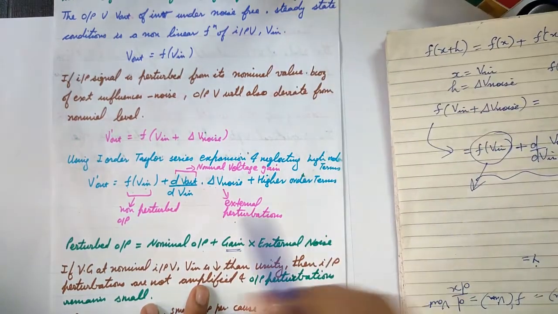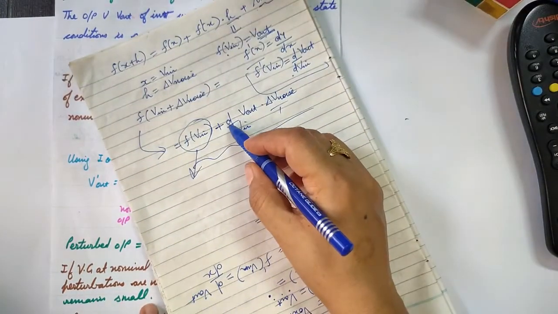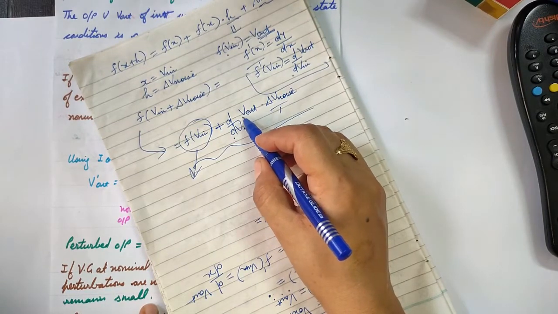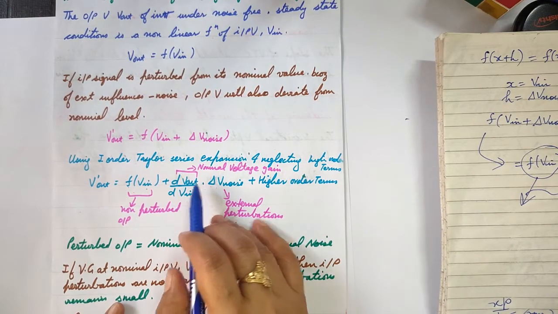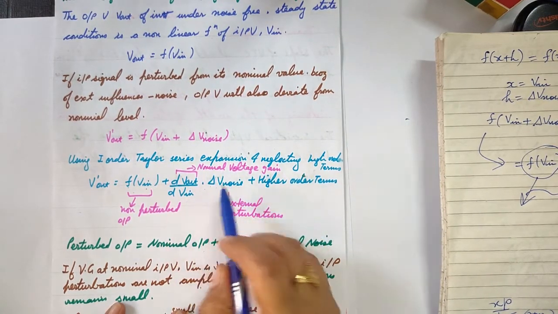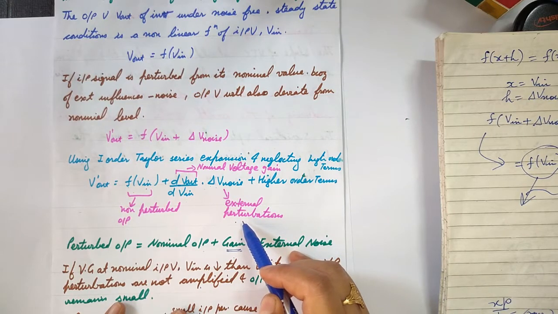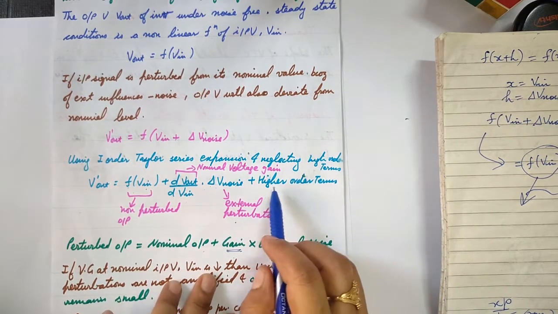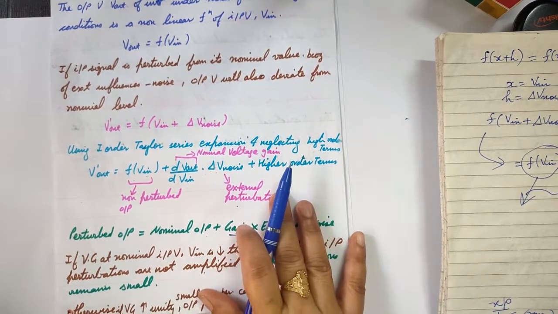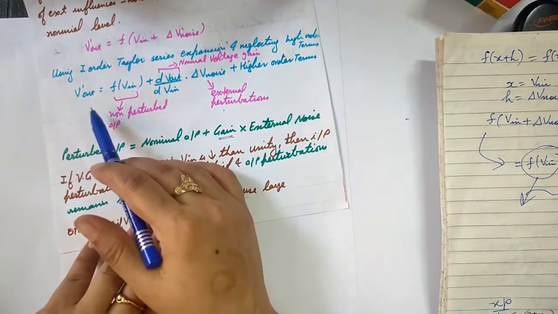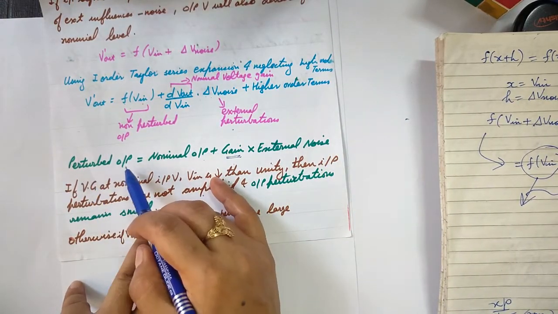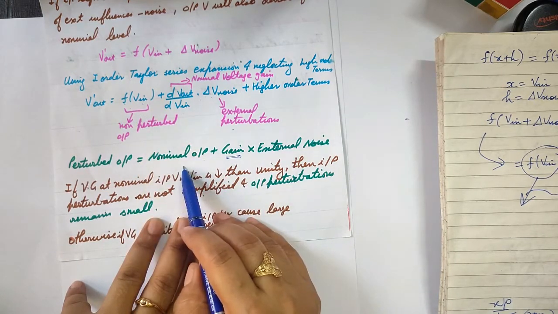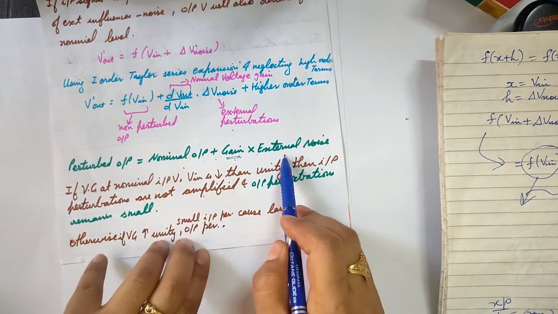Perturbed means corrupted. And what we got, this d upon dVin of V out, is output upon input, and it gives the gain, the nominal gain. So the second term is this nominal voltage gain into delta V noise. This is the external disturbance, or the corruptions, perturbations, and we are neglecting the higher order terms. So we can write this equation in terms of how the input noise affects the output: the perturbed output is equal to the nominal output plus this gain into external noise.